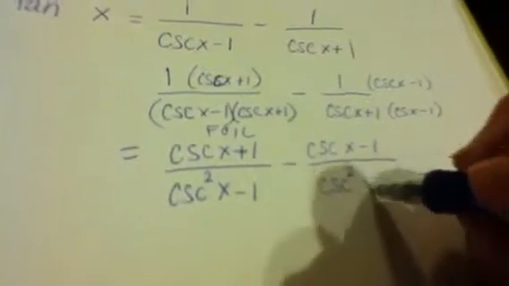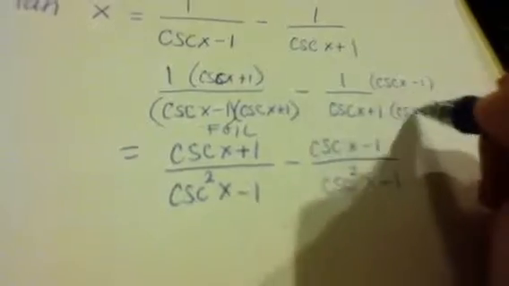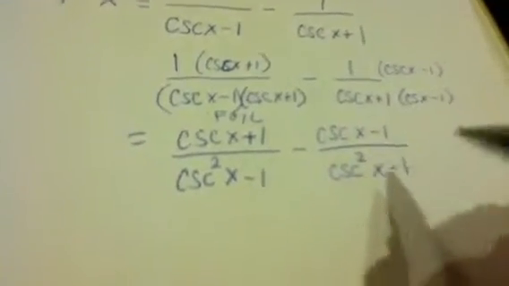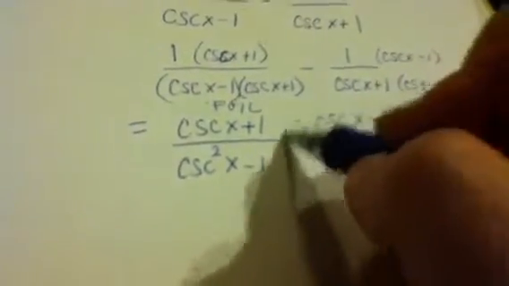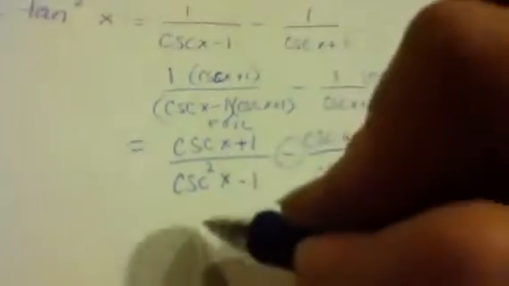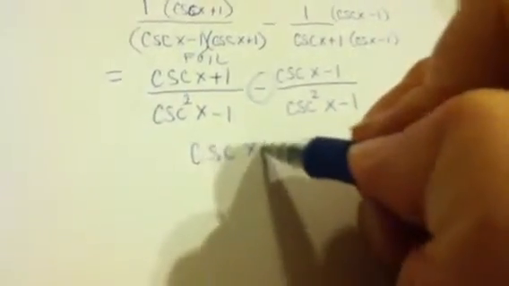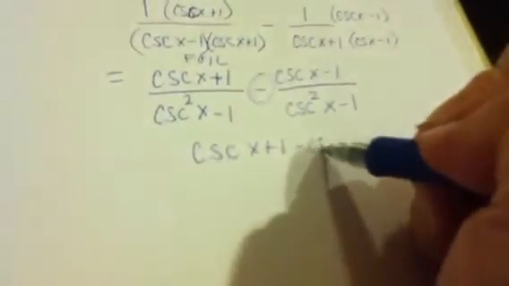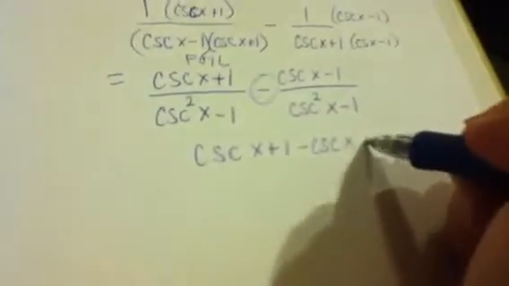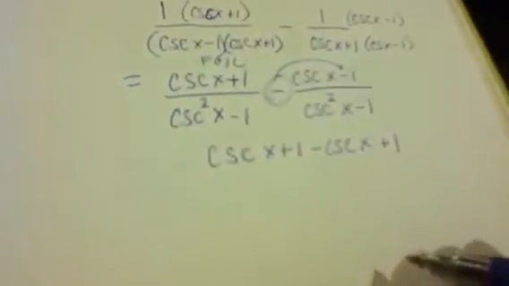Okay, so cosecant squared x minus 1, again, when we FOIL it out, we get the same denominator. That was our whole goal, right? Now we're going to distribute that negative through. So that will give us cosecant x plus 1 minus cosecant x minus 1, because we distribute the negative. Okay, and of course, that's over that same denominator, cosecant squared x minus 1.